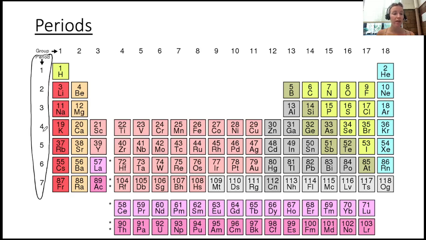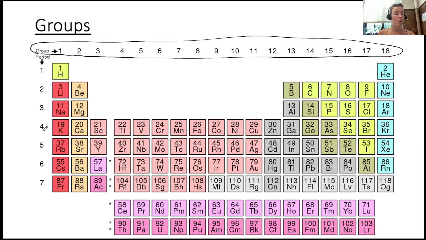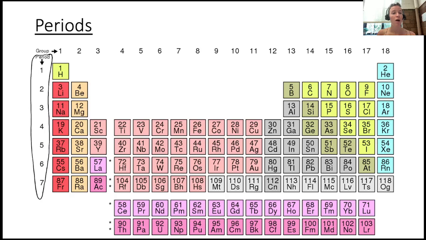And so we can think about the periodic table from left to right in groups, which are the columns of the periodic table, but also we can think about the periodic table in terms of periods, which are the rows.